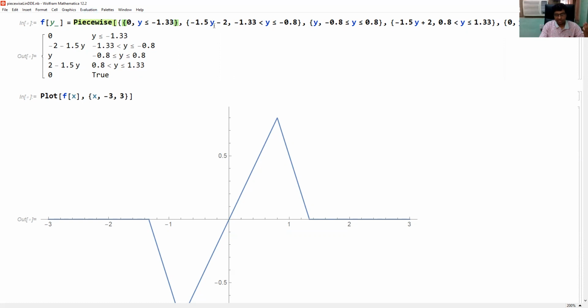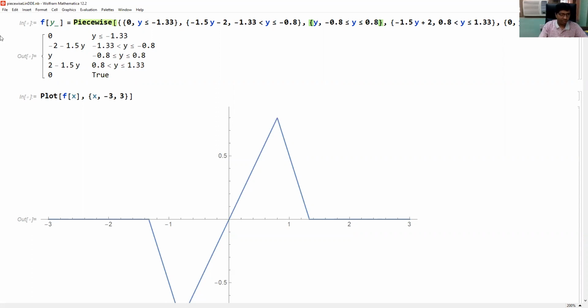Second condition, the function value f of y is minus 1.5 y minus 2 when minus 1.33 is less than y, less than or equal to minus 0.8. Third condition, f of y is y when we take y between minus 0.8 and 0.8. Then the function value is minus 1.5 y plus 2 if 0.8 is less than y, less than or equal to 1.33, and again the function is 0 when y is greater than 1.33.